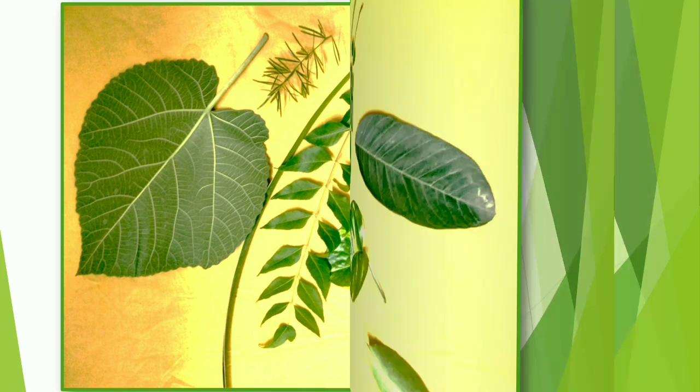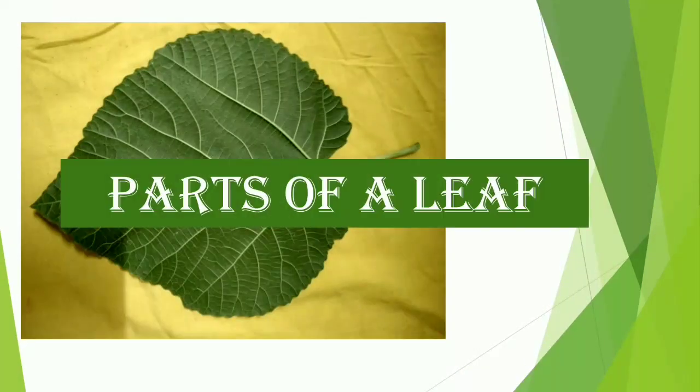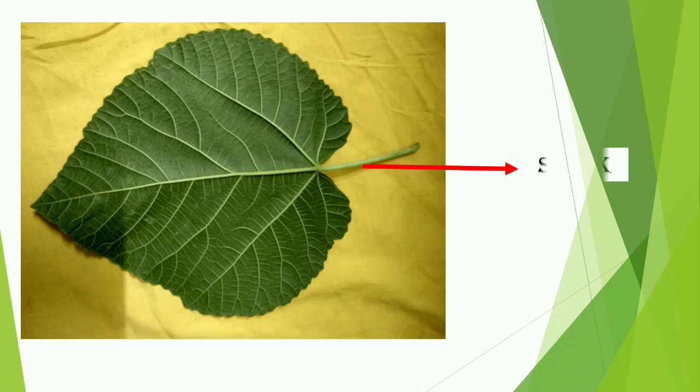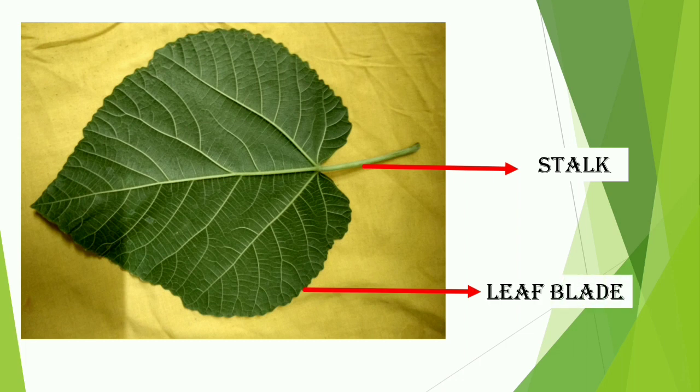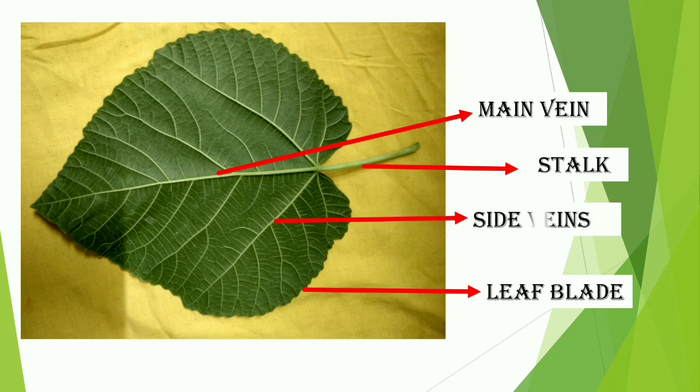Now let us understand the different parts of a leaf. Stalk is that part of the leaf with which it is attached to the stem. The broad part of the leaf is called the leaf blade. In the middle of the leaf blade runs a tube-like structure called the main vein or midrib. The main vein is branched into several side veins. These tubes carry water and minerals to all parts of the leaf.